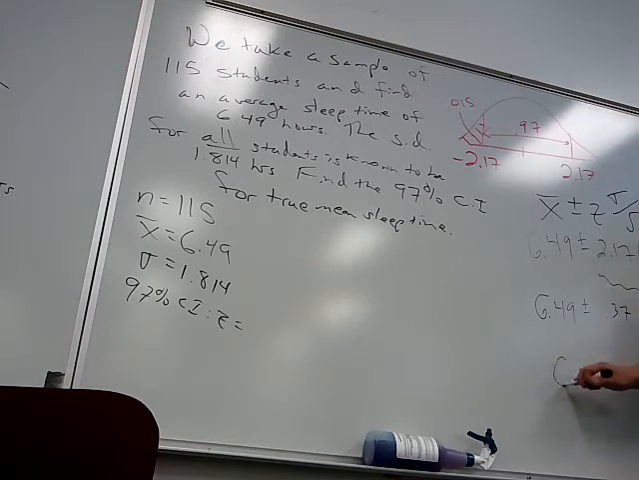Right, so we'd say it's between 6.12. So 6 point, this is when I wish I was ambidextrous.